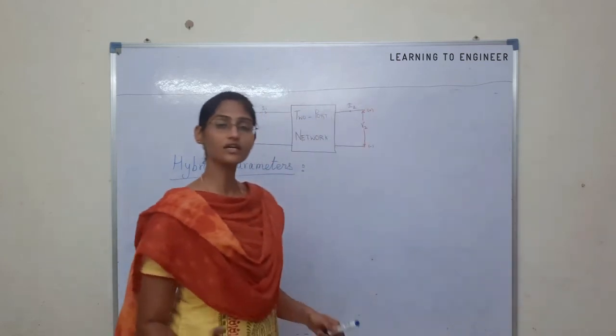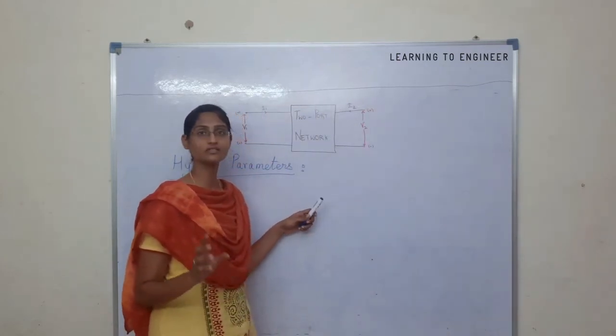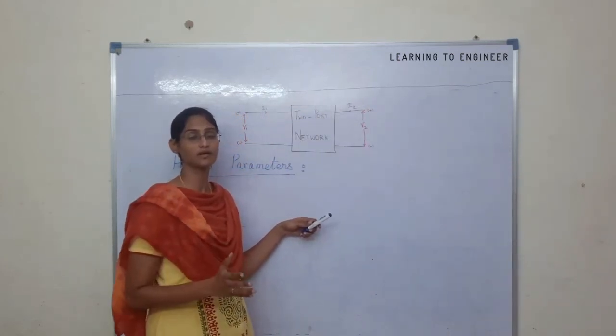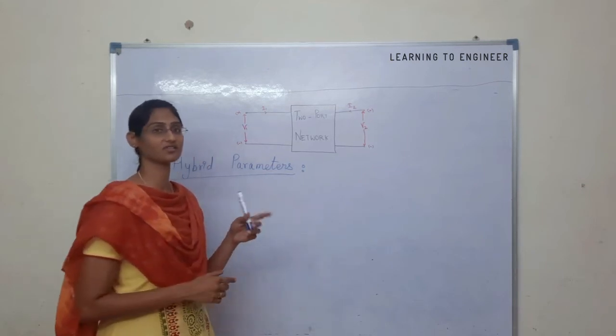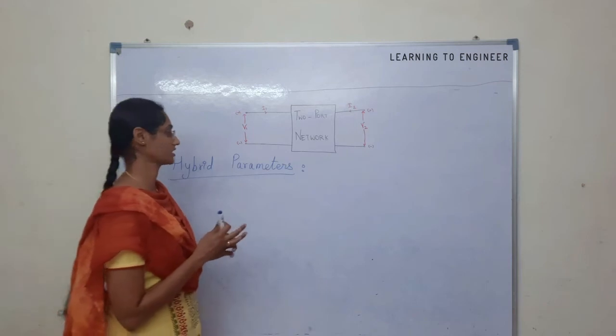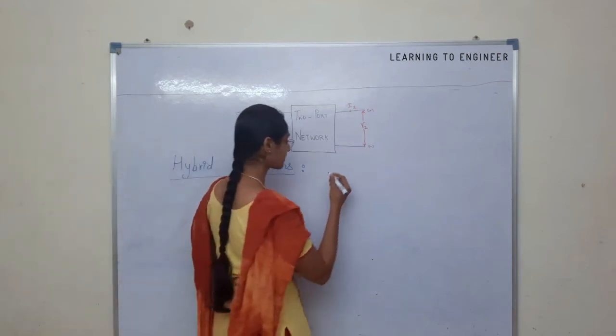You will be mostly using these hybrid parameters in solving problems in biasing of BJT, biasing of MOSFET, mostly in solid state devices. Okay. So, what are hybrid parameters?